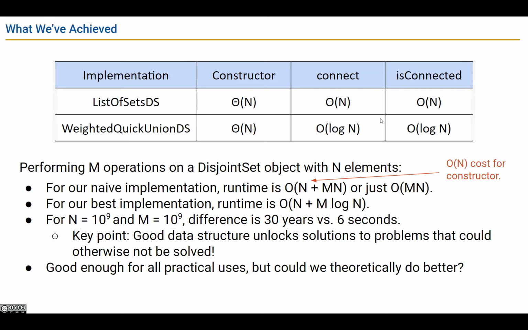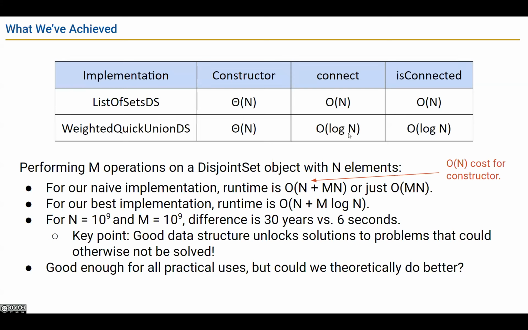But there's a question kind of in the back of your mind: can we do better? Like, login was good, but what if we could do even better? So now we're going to dive a little bit into CS theory. We're getting to the point where, for all practical purposes, this is good enough. But we want to find the truly best weighted quick union.